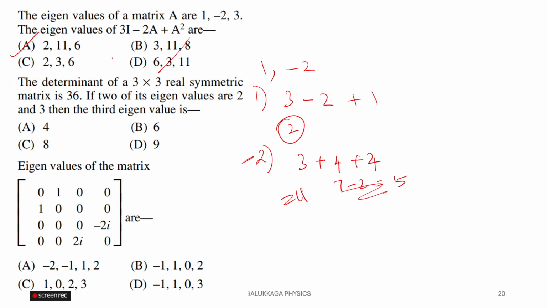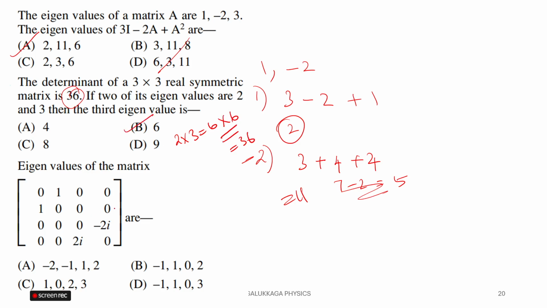Okay, so the determinant of a 3 cross 3 real symmetric matrix is 6, and two eigenvalues are 2 and 3. They gave the determinant, so the product of eigenvalues is 6. So 2 into 3 is equal to 6. If you multiply with 6, then only we will be getting 36. So option B is correct.